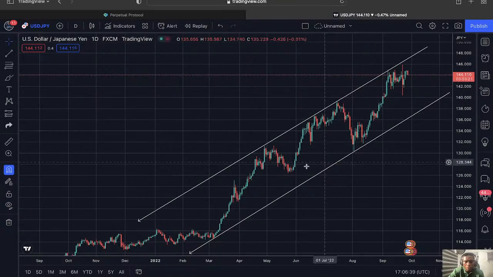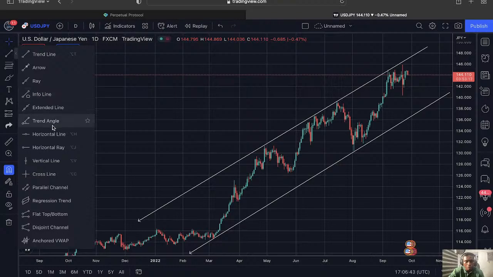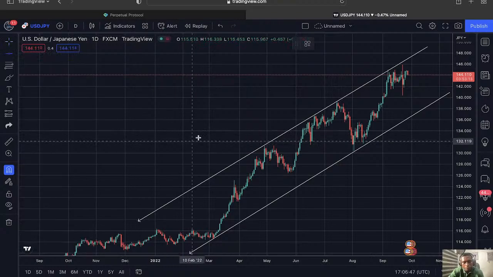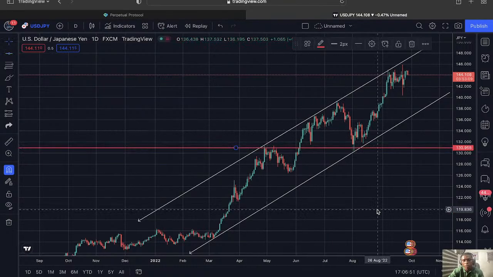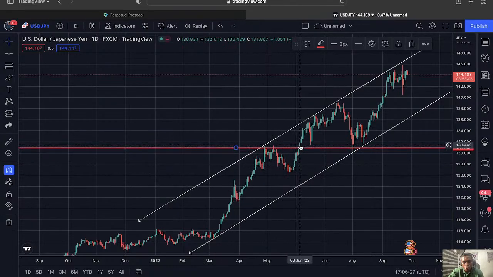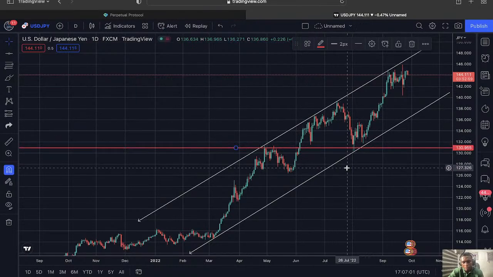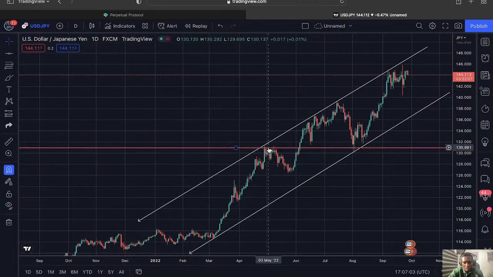Now let's mark out levels of support and resistance. Be like here. This is a resistance that was later broken and then became a support. All right, so these are resistance levels.